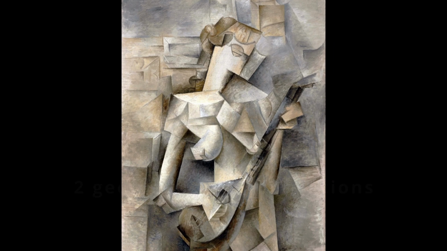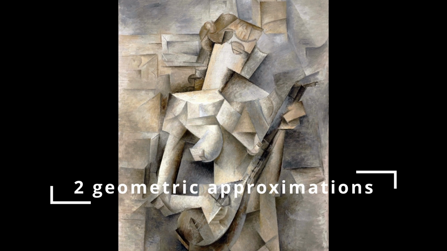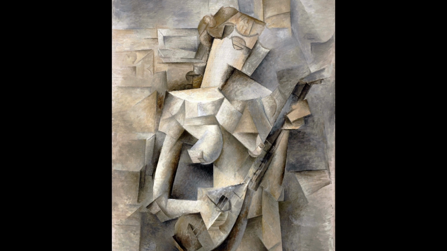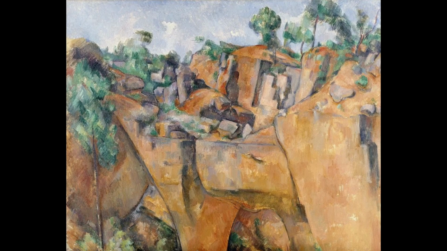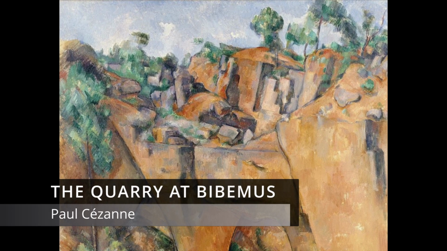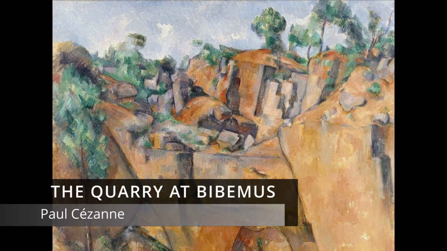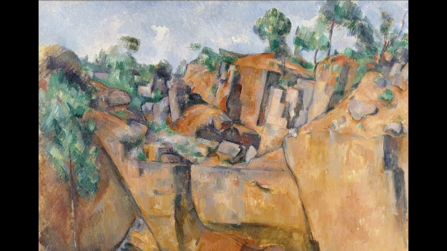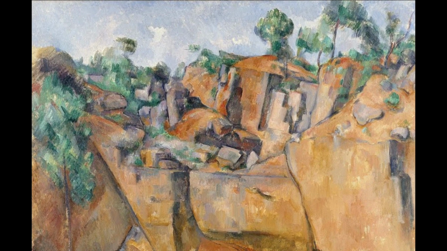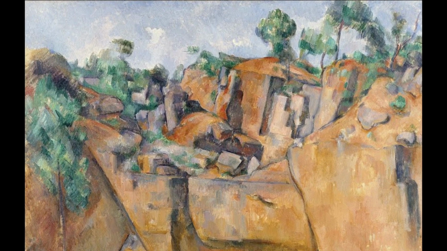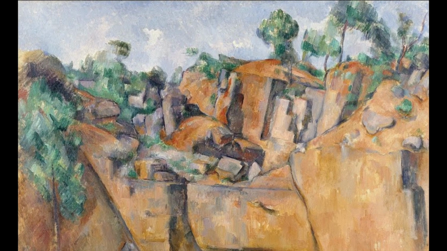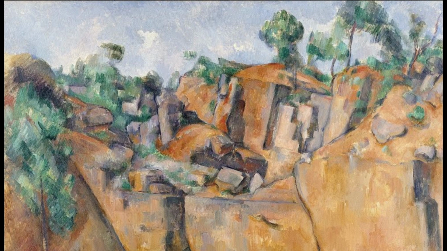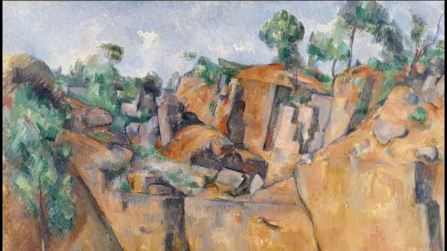The other technique used in Girl with a Mandolin is the use of geometric approximations to represent reality. Cézanne had started doing this earlier in his landscapes. Here in the Quarry at Bibémus, 1895, we have the landscape depicted more geometrically than reality would dictate. Being a quarry, we could expect some angular cuts, but Cézanne has allowed this thought to spill over into all of the rocks and even the trees and clouds.